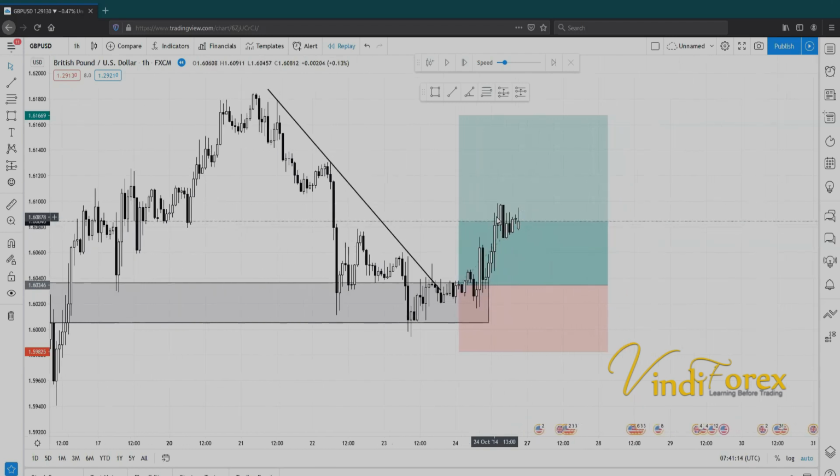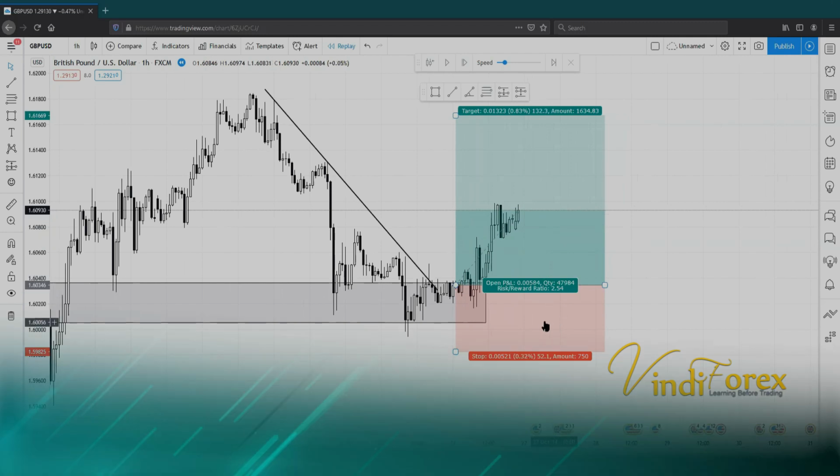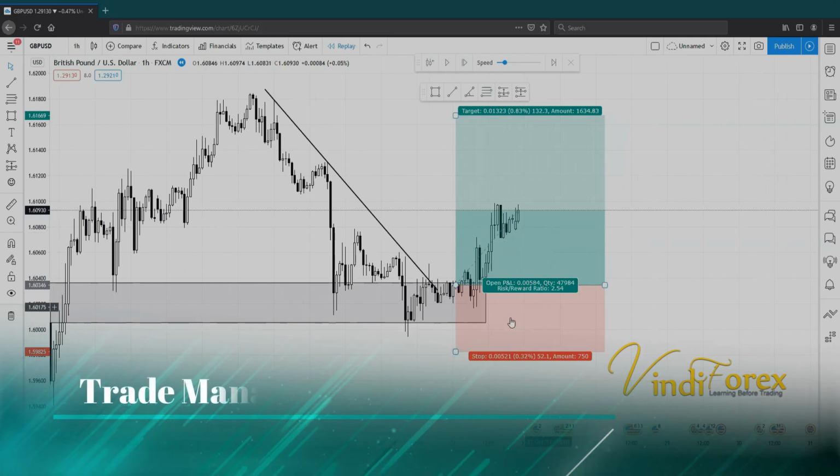So, okay, that will have been a good one. So how do you manage your trade if it's moving like this? Obviously, as soon as it reaches 1:1, as you can see, this is equal to that. This part is equal to that.